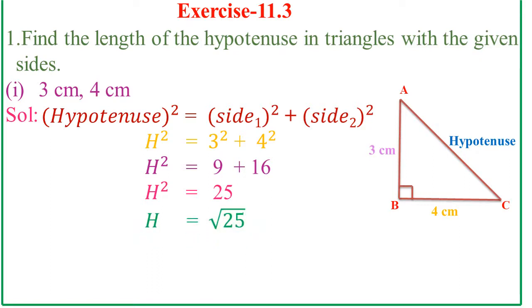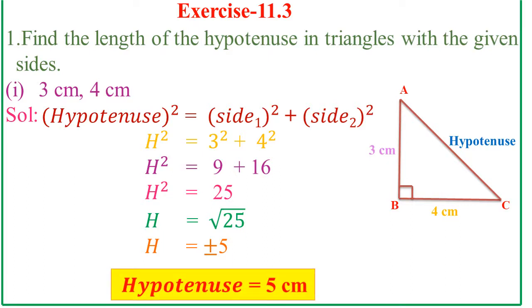H squared equal to 25. H equal to root of 25. Root of 25 means 5 fives are 25. So h equal to plus or minus 5. Hypotenuse equal to 5 cm. That means length of hypotenuse equal to 5 cm. That means third side.